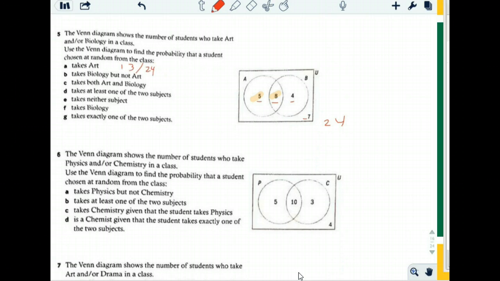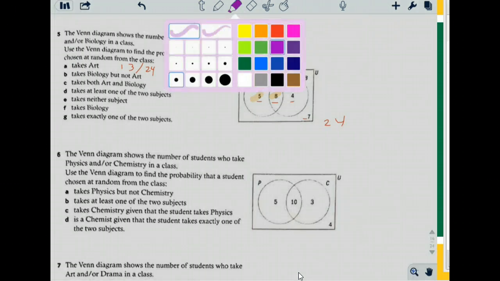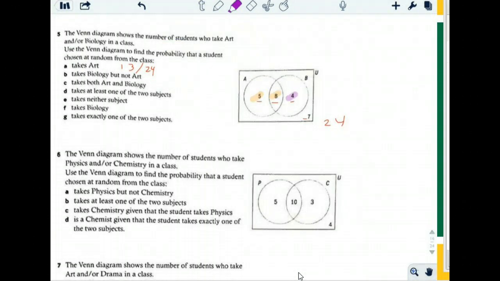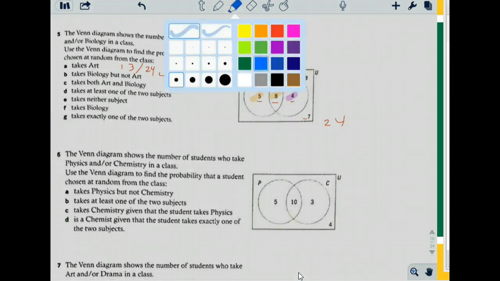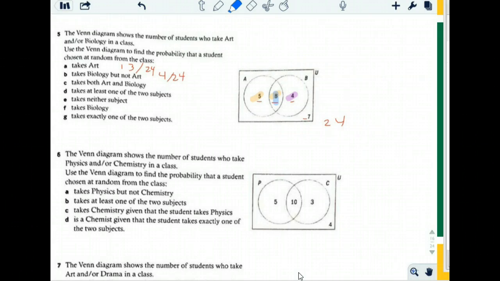What about the number of people who take biology but not art? Biology but not art would be these 4. So that would be 4 out of 24. Take both art and biology would be these 8. So that would be 8 out of 24.